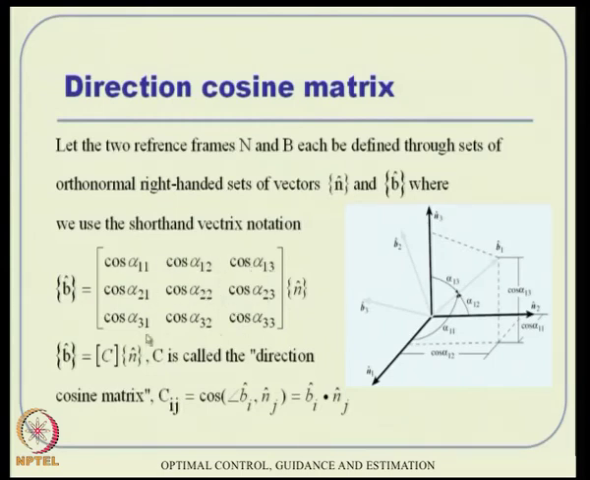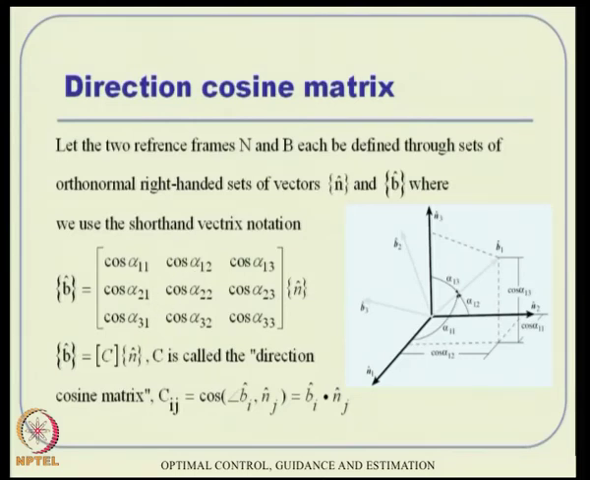If I put all these things together, then the B frame is related to the N frame through a matrix representation with the cosine terms. If you take dot products of two vectors, the cosine of the angle comes into the picture, and that is why these cosine terms come. You can derive it, that is not a problem. So, what results from this algebra is B related to N through the C matrix, and the C matrix is called the direction cosine matrix.